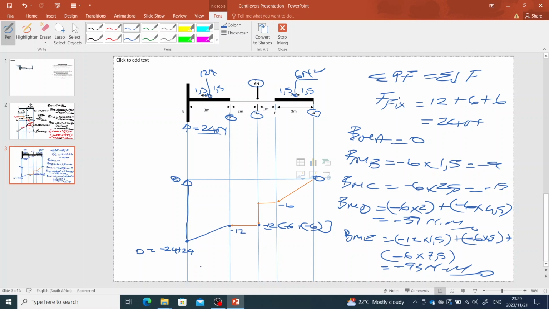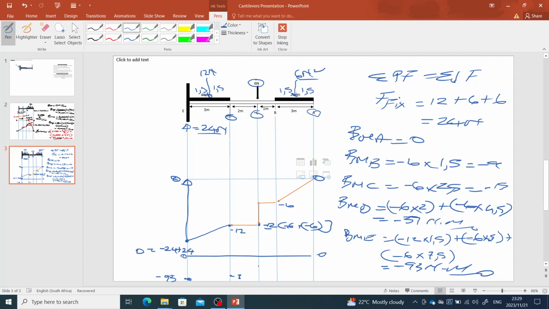Now in drawing your bending moment diagram, you can tell you need to start at 0 and end at 0. It will be there at the bottom. Bending moment at E, it is -93 Newton meter. Then bending moment at D, can I represent it there as -39. Then bending moment at C, it is somewhere there, it is -15. Bending moment at B, it is -9. Then bending moment at A, it is 0.